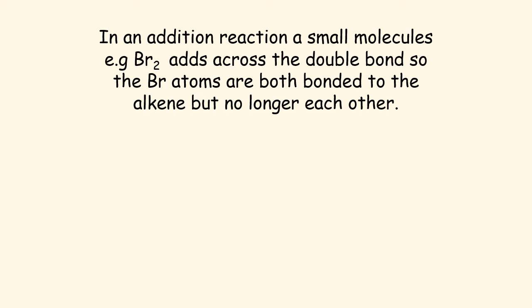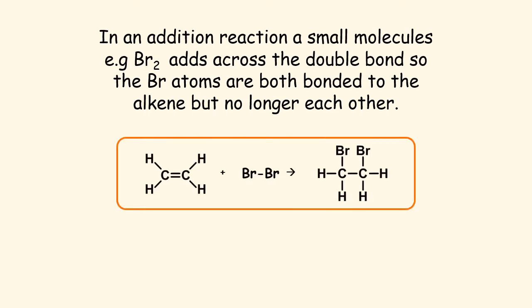Now what we mean by that is that a small molecule that contains two atoms, one atom adds on to one carbon that used to be part of the double bond, and the other atom adds on to the other carbon atom. So for example, bromine adds across the double bond so that each bromine atom is bonded to each carbon of the alkene, but no longer to each other. And this is how we would describe or draw that reaction.